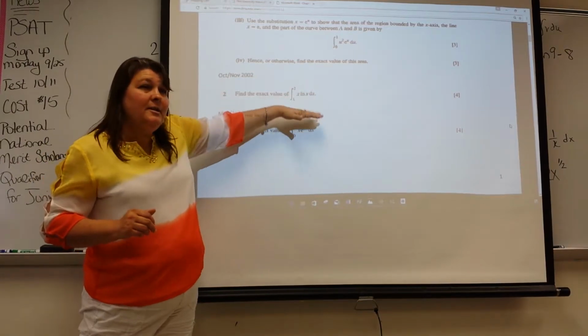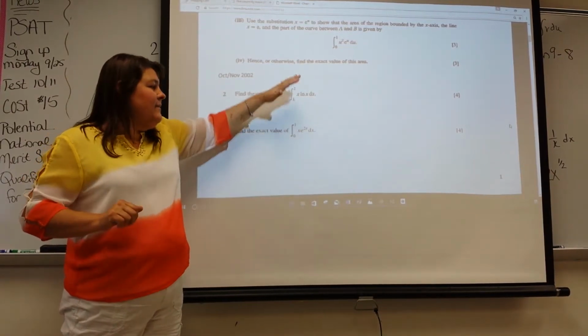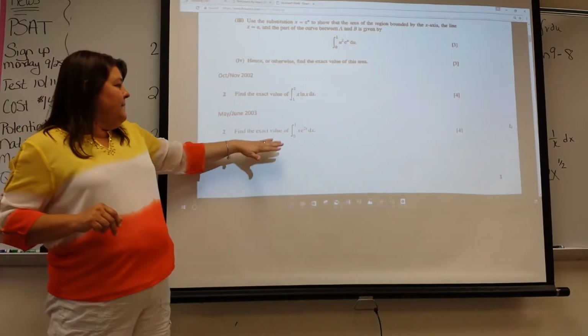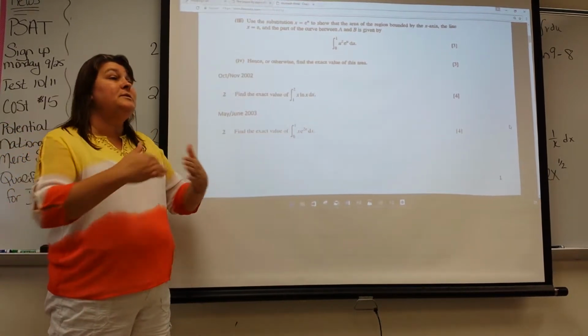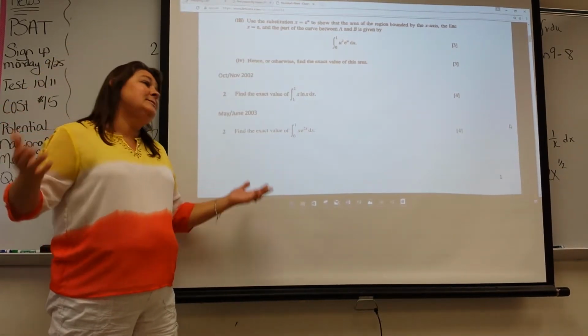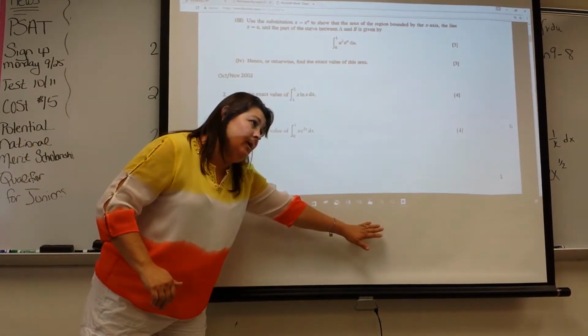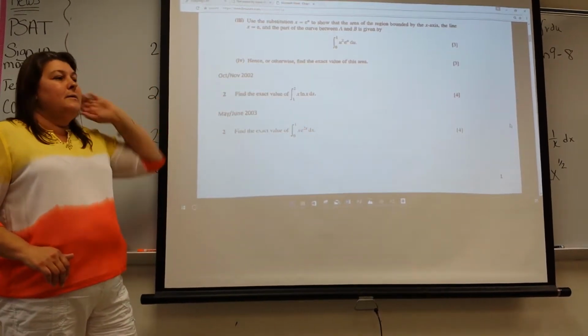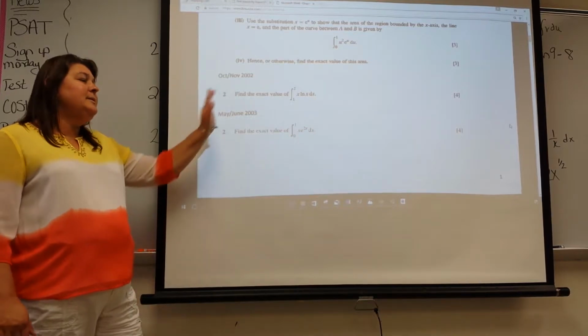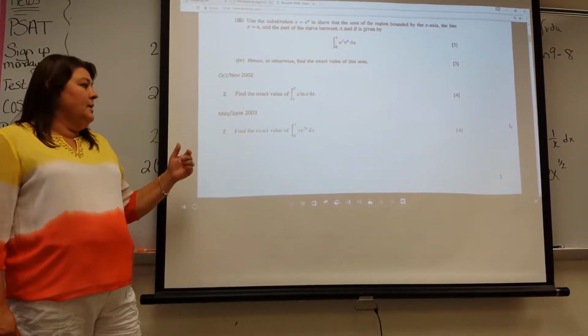I want to scroll through so you have a feeling of what these tests look like. Look at number 2. These are singleton questions, there's no part I or II that went along with this. Back in 2002, this was the simple stuff. Now they only make it get harder. I just want to build on it a bit and show you.